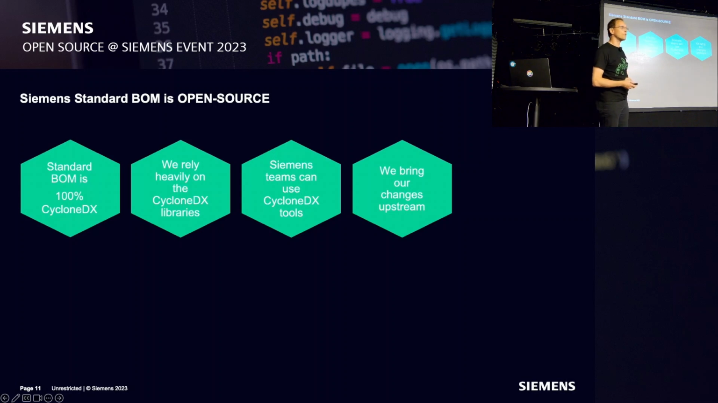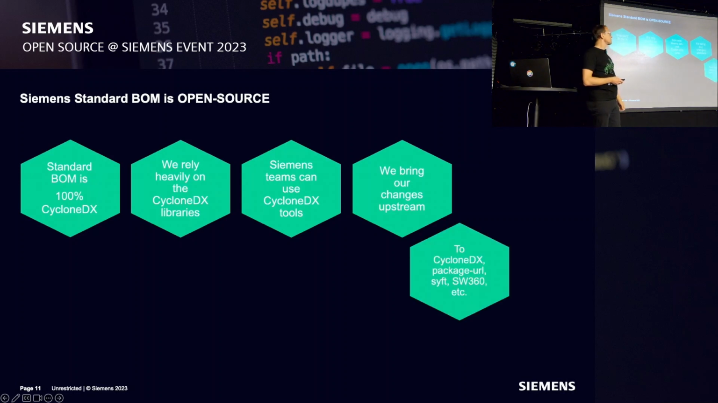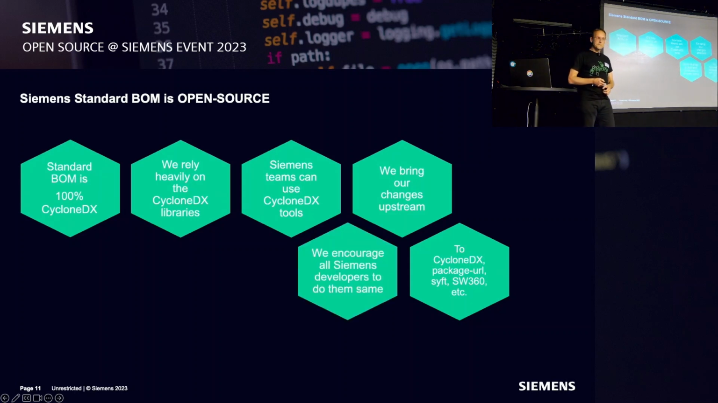This was important for us because we want to interact, we want to discuss things with the Cyclone DX people, for example, and we did contributions to Cyclone DX, to Package URL, to CIF, to SW360, and to some more projects. So we think, yeah, we may have our own use case, but we would like to discuss it with the open source community to bring all the team, all the projects, all the libraries to a better state. And also, we encourage the Siemens developers to do the same.